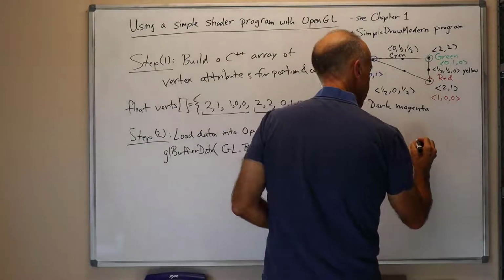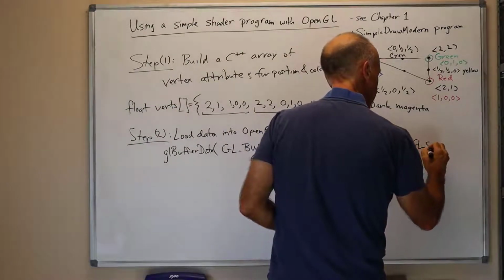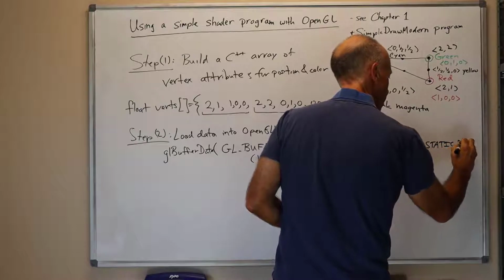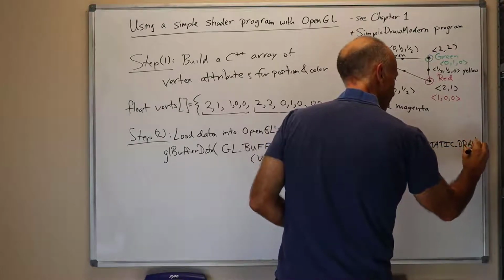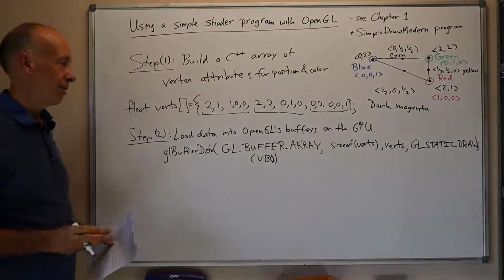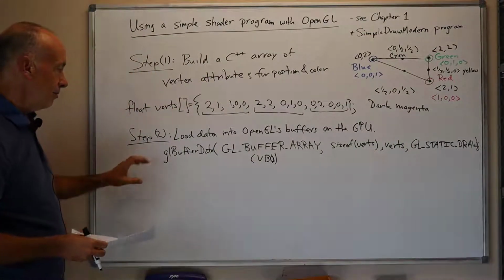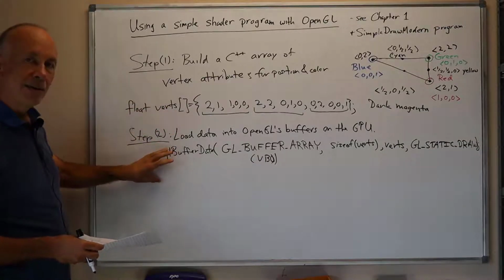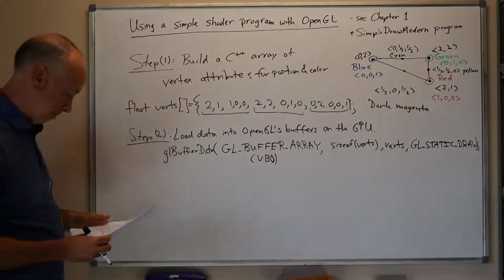And then finally we need to tell OpenGL some hint about how we're going to use this. So we'll say GL static draw, which tells OpenGL that this is some fixed data that we're not going to be changing very often, to give it a hint as to how best to do its data management. So again, GL buffer data takes the data from the C++ array and loads it into OpenGL's buffers.